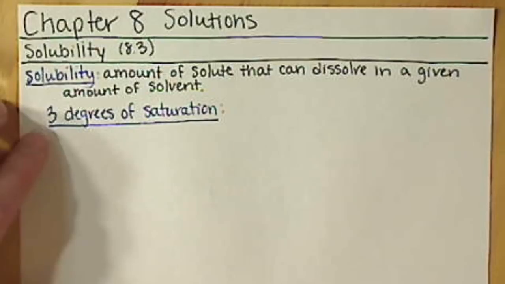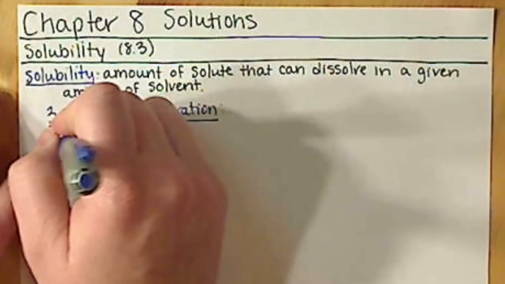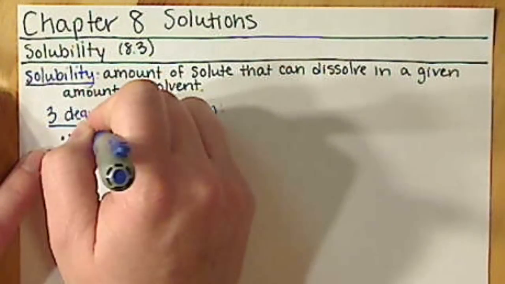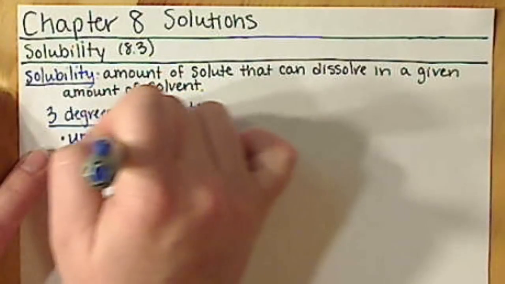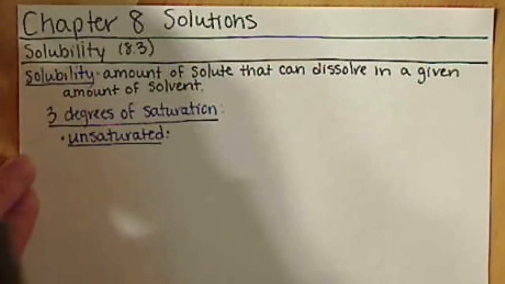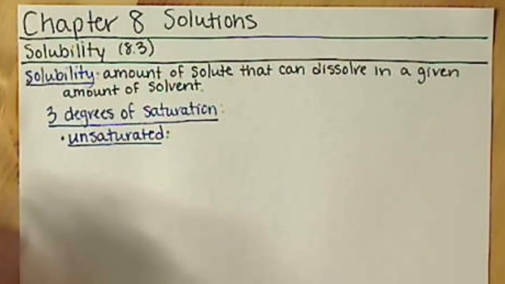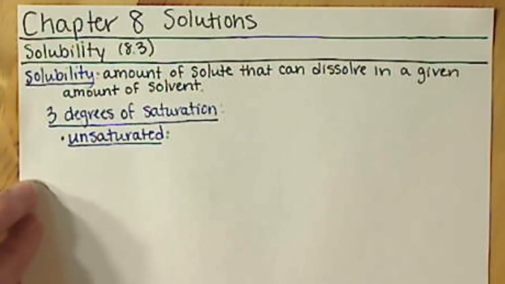The first degree or level of saturation is an unsaturated solution. This is where we have less than the maximum amount of solute dissolved. So if we were to add more solute to an unsaturated solution, we could get that solute to dissolve.